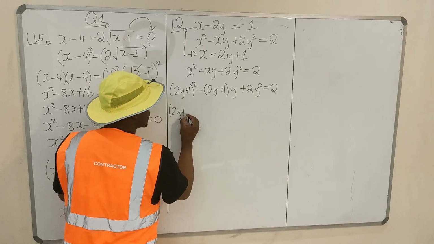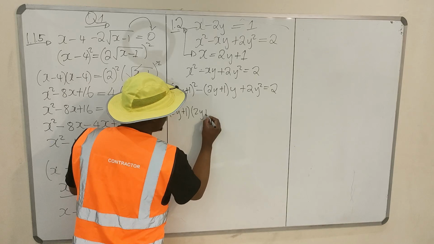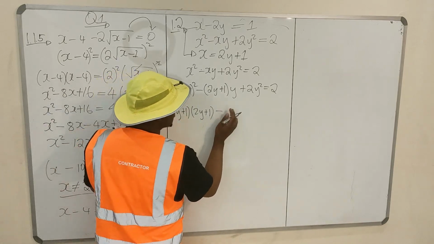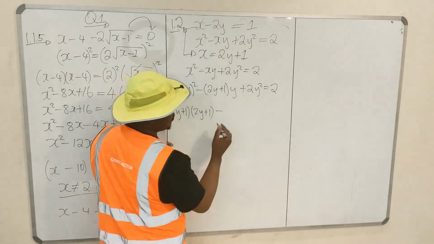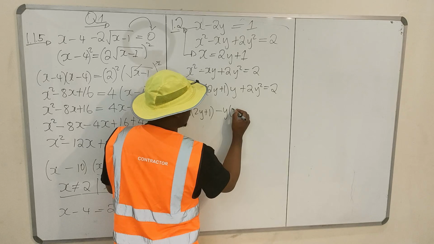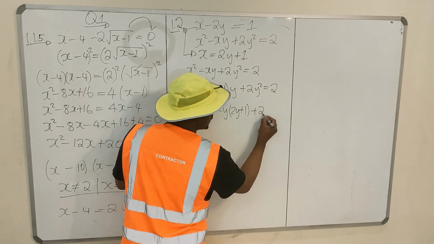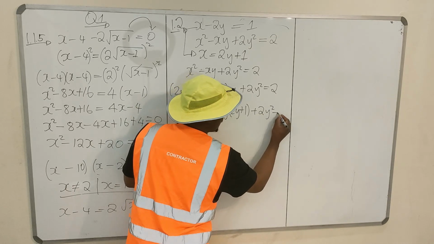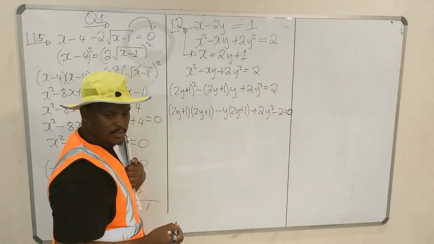Okay. So now, you know what this means? It's 2y plus 1 and 2y plus 1, minus, you rearrange this to be in the front. It looks nicer in the front. So I have y into what? 2y plus 1, plus 2y squared minus 2 is equal to 0. Everyone happy so far? Yes.